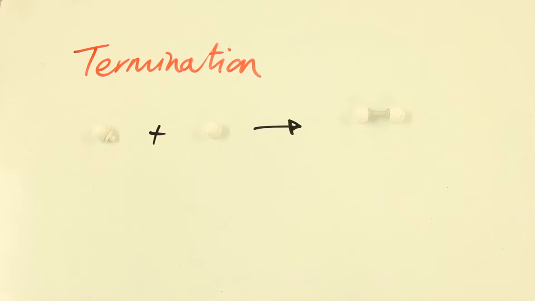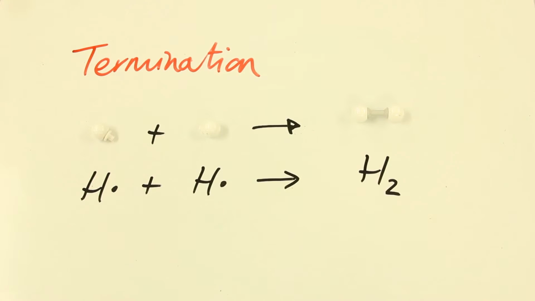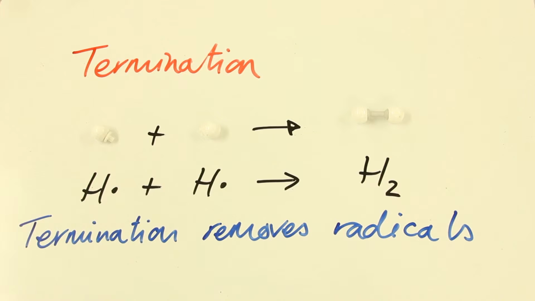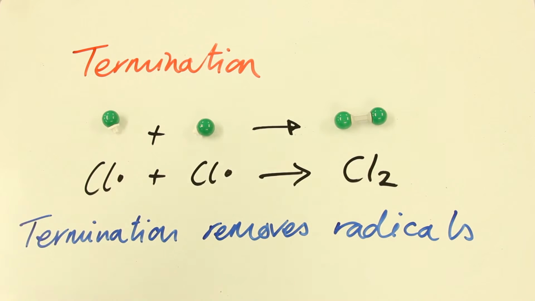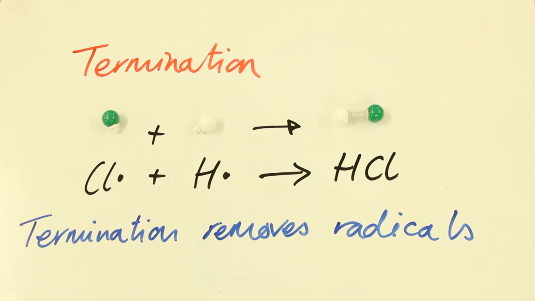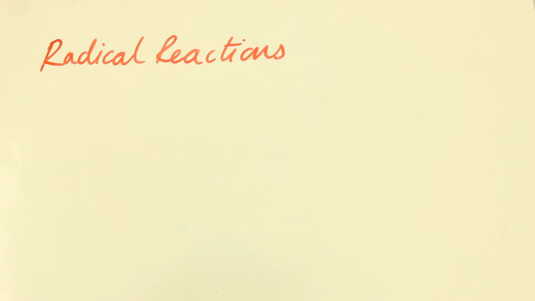After propagation there comes termination, and termination is where free radicals come together to make non-radical species. It's called termination because it will remove radicals and therefore end the reaction. It's the end point of the reaction, if you like. So here we have hydrogen radicals coming together to make hydrogen again, or chlorine radicals coming together to make chlorine again, or indeed a hydrogen radical and a chlorine radical coming together to make hydrochloric acid. And there will be more of this, hence the overall reaction from hydrogen plus chlorine into hydrochloric acid.